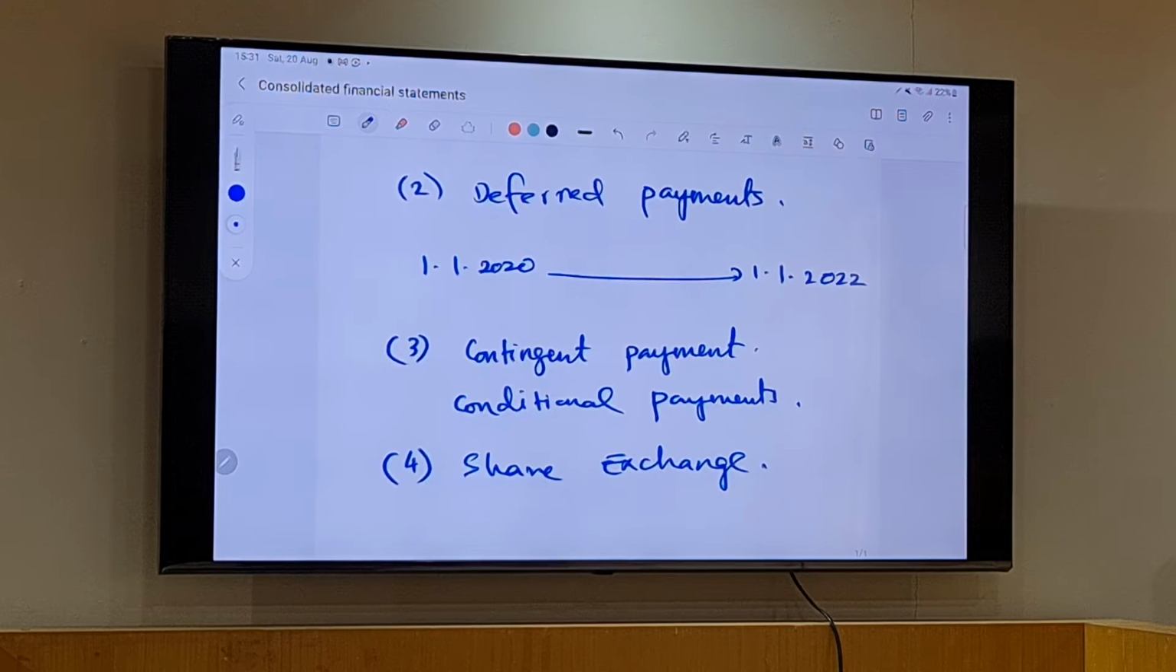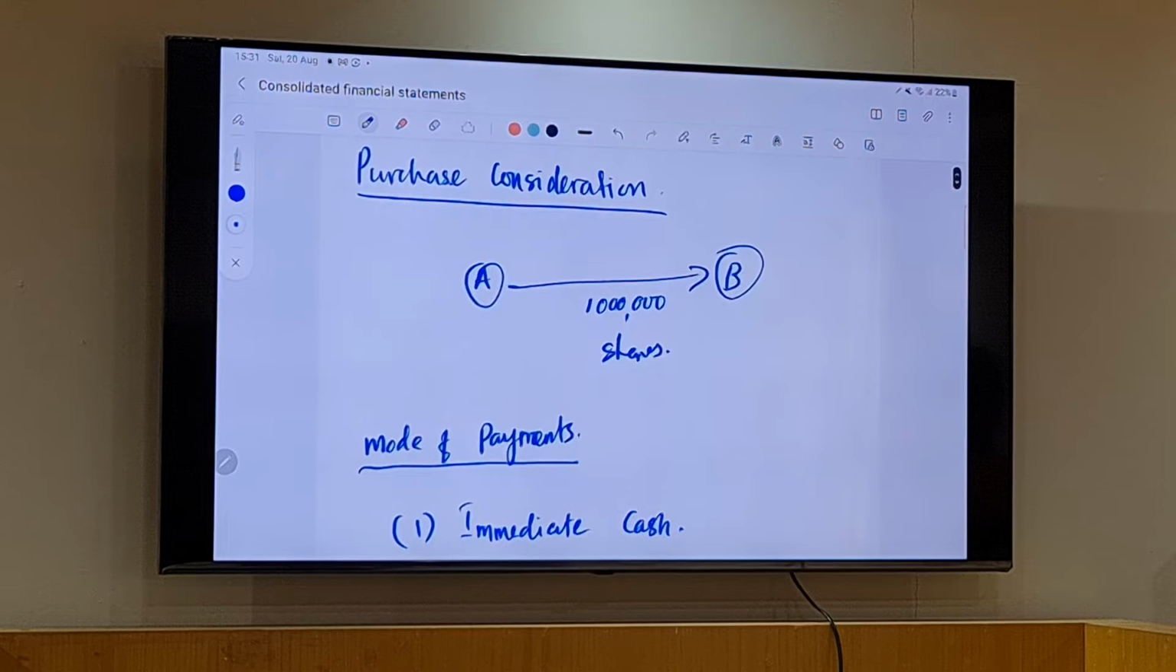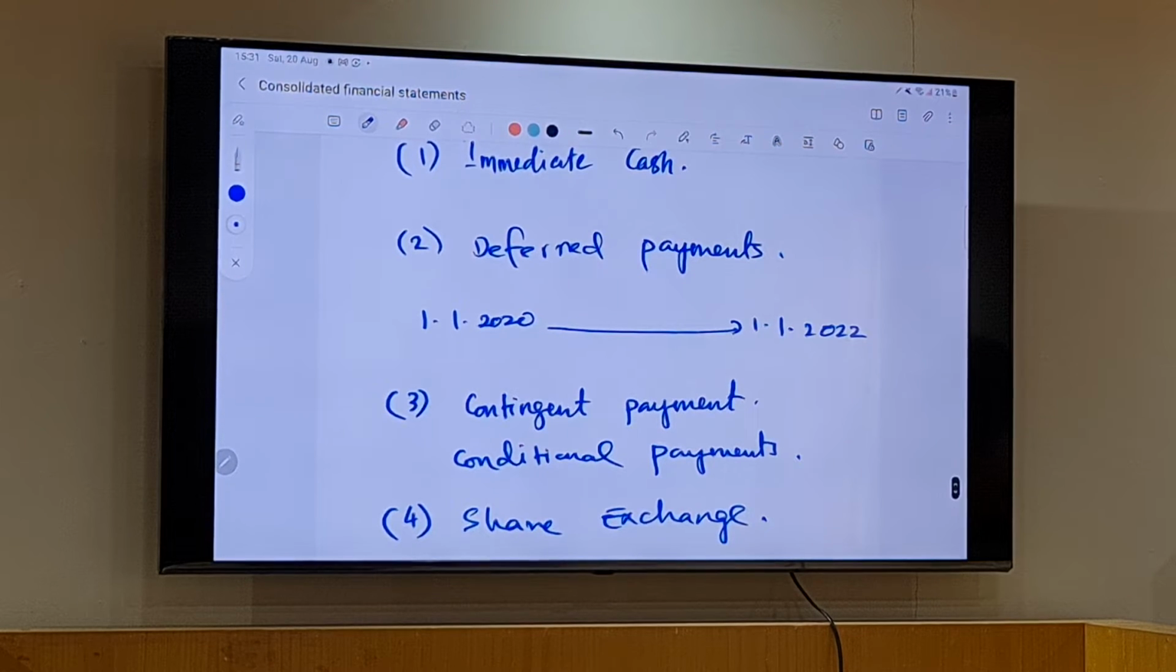share exchange. I buy the shares. See, here we are purchasing 1 million shares. I issue 300,000 shares of my company, and I give those shares to the outgoing shareholders of the subsidiary. So these 4 methods are available. So we need to understand the double entry for these 4 methods.